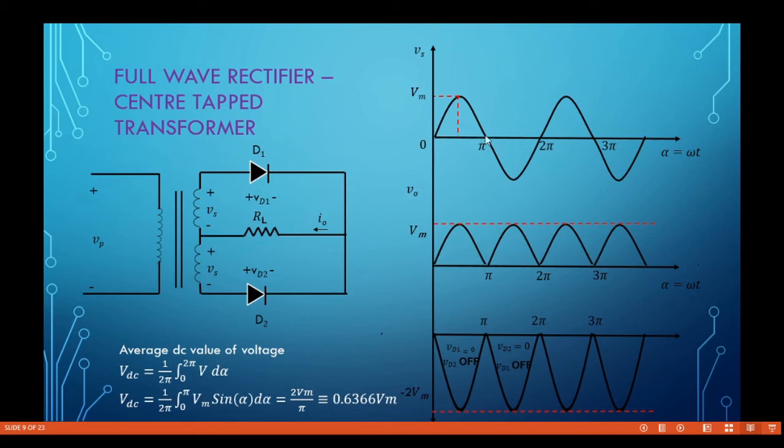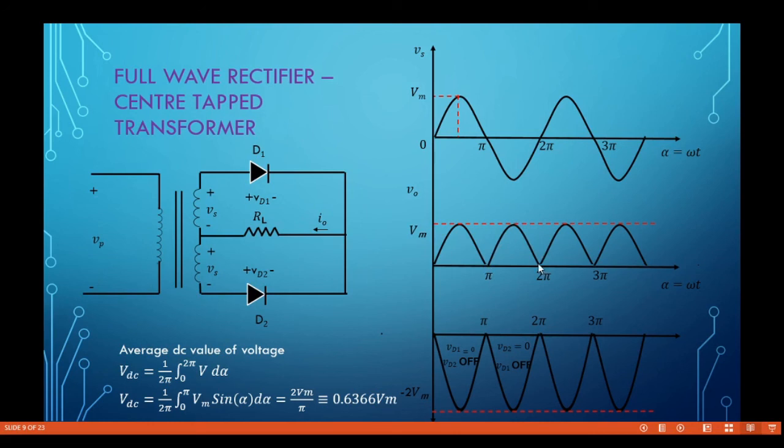Now when the signal polarity gets reversed, this is negative, this is positive. This negative will reverse bias the diode D1, and this positive half cycle will forward bias the diode D2. Now in the second cycle from pi to 2 pi, the negative half cycle, the D2 diode is forward biased and D1 is reverse biased. So you will get the output from 0 to 2 pi, right?